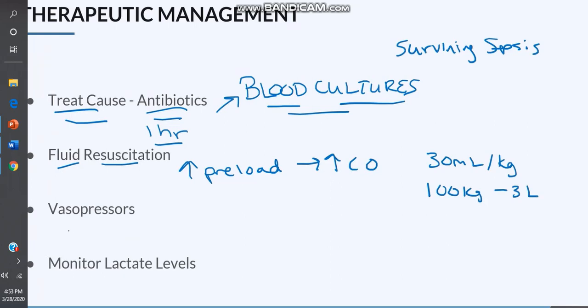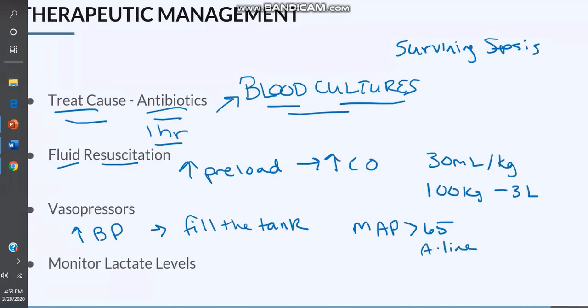To maintain their blood pressure, we're also going to give vasopressors. But again, if you remember from hypovolemic shock, we always want to start with filling the tank first. So we give them that fluid resuscitation, and then we start to squeeze the vessels to increase their blood pressure. Usually the goal is to keep the MAP greater than 65. So we may need an arterial line so that we can monitor their blood pressure closer. Just depends on what's going on.